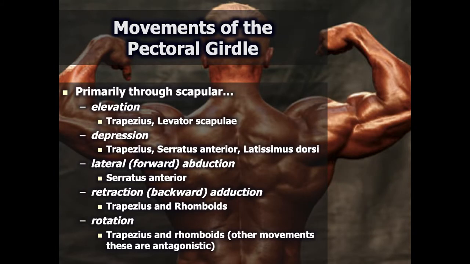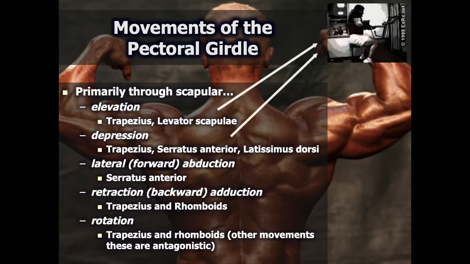Okay, so some movements. Movements of the pectoral girdle. So we can elevate the pectoral girdle. That's going to be done by muscles on the back, our trapezius and our levator scapulae. Okay, because we already said that elevates the scapula. Okay, depression, pushing them down, is still the trapezius, but the bottom part of the trapezius. So he's going to pull down on the scapula, as well as your serratus anterior going around the front, and your latissimus dorsi, which is your big muscle on the back.